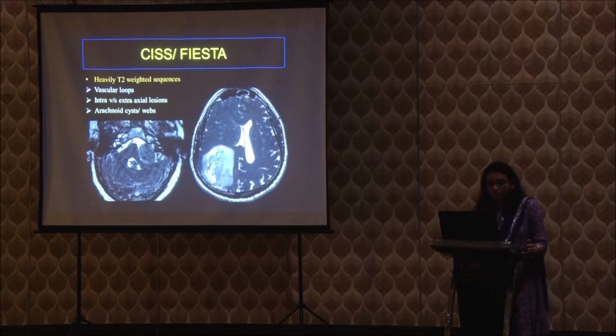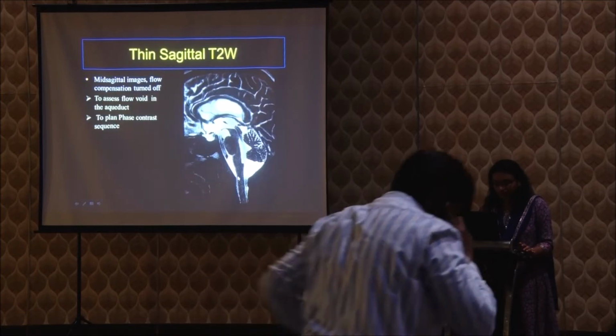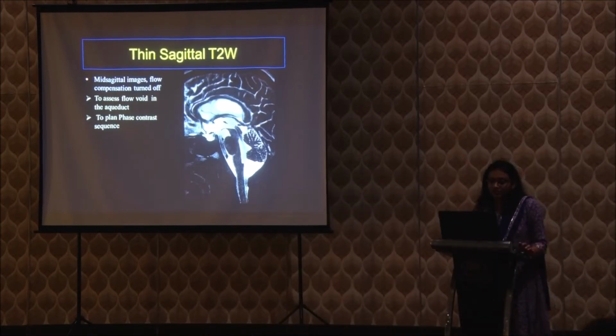CISS images are also used for differentiating between intra and extraaxial lesions. So this was a case of schwannoma where the fluid cleft sign is seen very well, and this is a case of intraaxial glioma. So this is an intraaxial lesion and there is no fluid cleft sign over here. So thin T2 sagittal sequences are also used in NPH protocol where we take midline thin sequences, and the flow void across the cerebral aqueduct is very well seen, and it is also seen across the fourth ventricle as well.